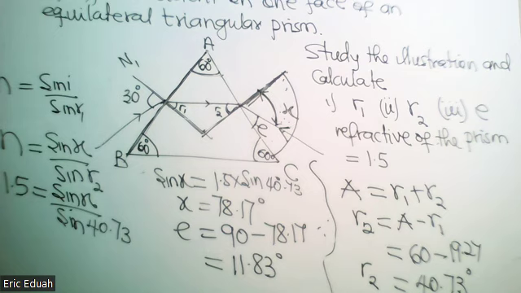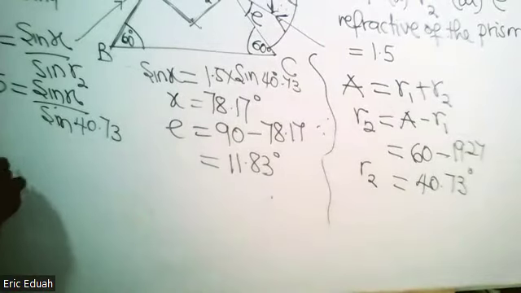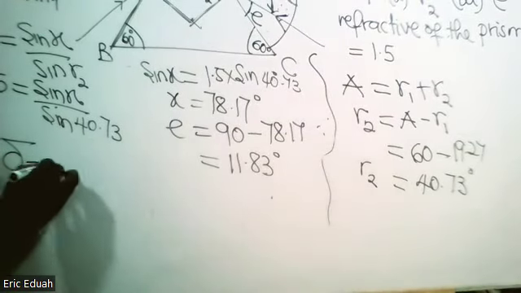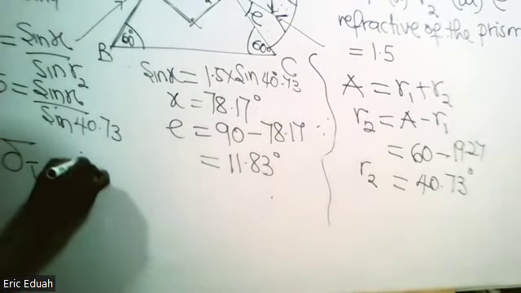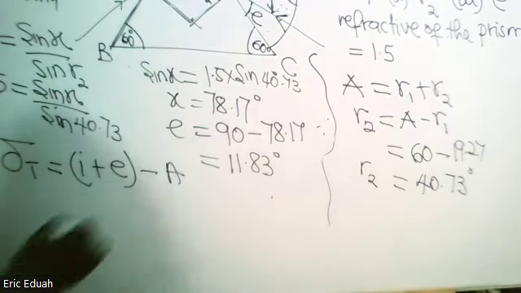But okay, we can use the other way when we found the total deviation. So I think for now, this is it. When we go through the total deviation, the other way I'm trying to talk about is that total deviation T is given by I plus E minus A.